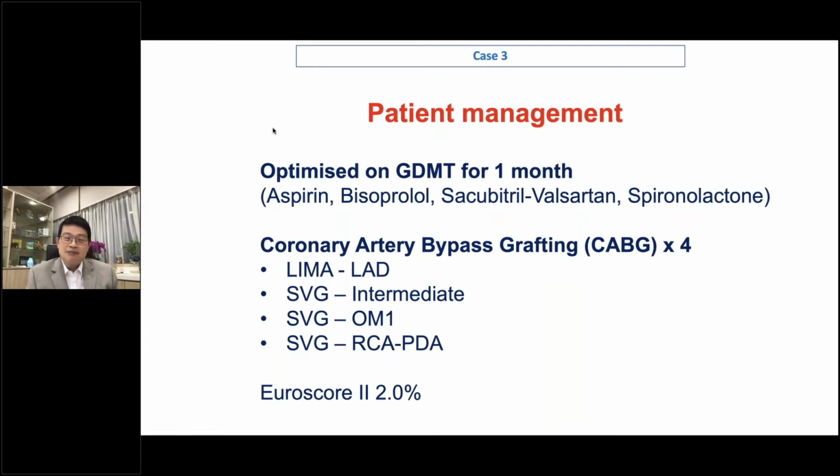So this patient was optimized on guideline-directed medical therapy for 1 month. It's important in these patients, even if you're considering surgery, that they are optimized for a period of time on medication for their heart failure. In this case, the patient had aspirin, bisoprolol, Entresto, and spironolactone.